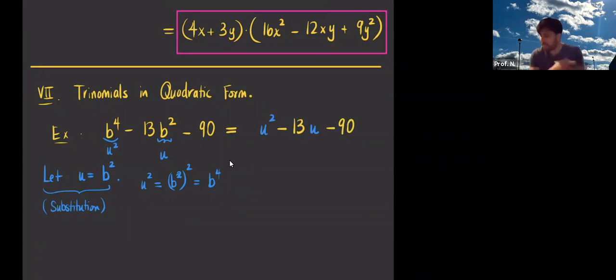Do you guys see that? So do you see how I went from b to the fourth minus 13b squared minus 90, and now I went to u squared minus 13u minus 90. This is a quadratic.